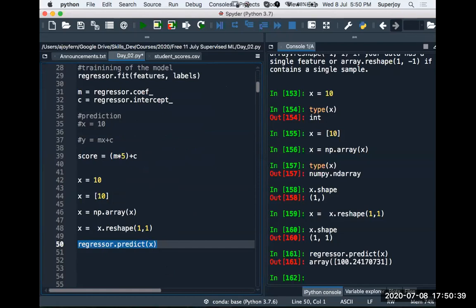Kya yahan tak aap logon ko kuch maja waja aaya ya nahi aaya bhaiyo? Kya kahani hogi aaj ki? So features must be two-dimensional because that is required by the library. One dimensional data ko allow nahi karta, it has to be two dimensional data only, right?